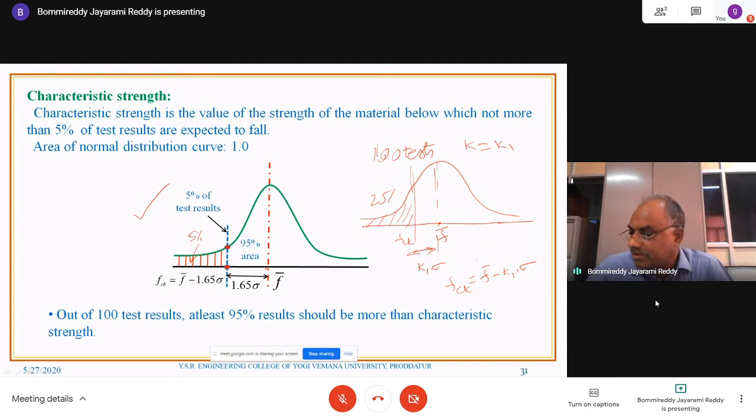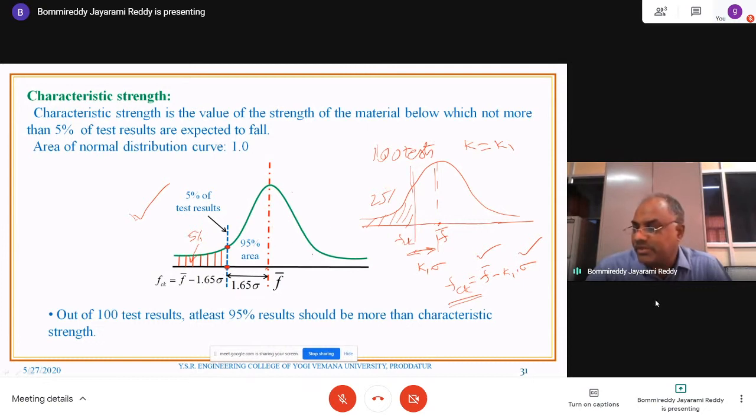So knowing the values of F bar, knowing the value of sigma, and given the value of K1 in the problem, you can find out FCK corresponding to the given statement. But the entire limit state method of design is completely based on the characteristic strength, which is only 5% based. So K will be equal to 1.65.